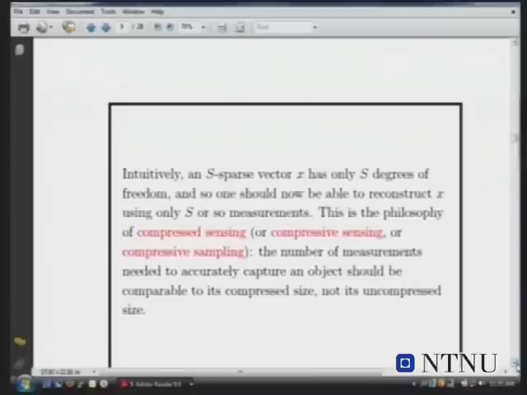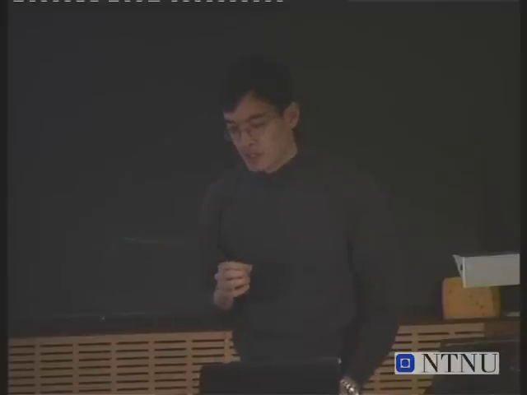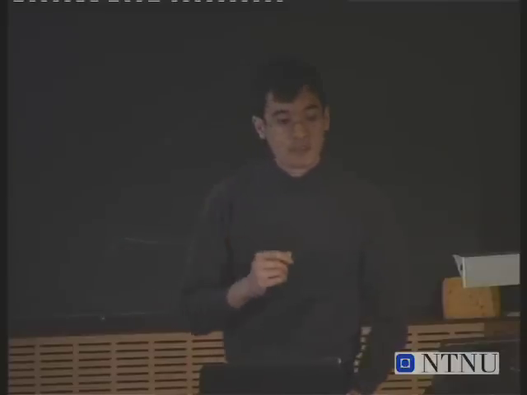So this is the philosophy that motivates what's called compressed sensing, also called compressive sensing or compressive sampling: the number of measurements you need to reconstruct an object should not be proportional to its uncompressed size, which is what people have been doing previously, but to its compressed size. So for a megapixel image, you don't need a megabyte of measurements. If your image can be compressed to, say, 10,000 bytes, you should only need 10,000 measurements.